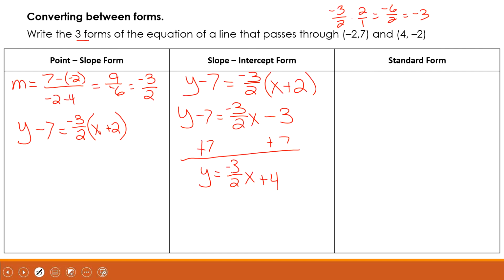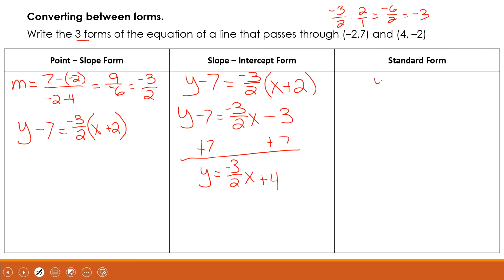There will be one question on the test to do the whole conversion from point slope form to standard form. All right, so now I can go from my slope intercept form to standard form. So I'm going to start with that.